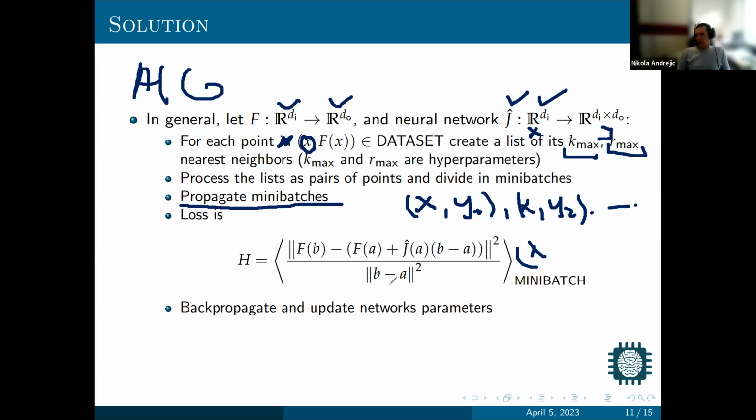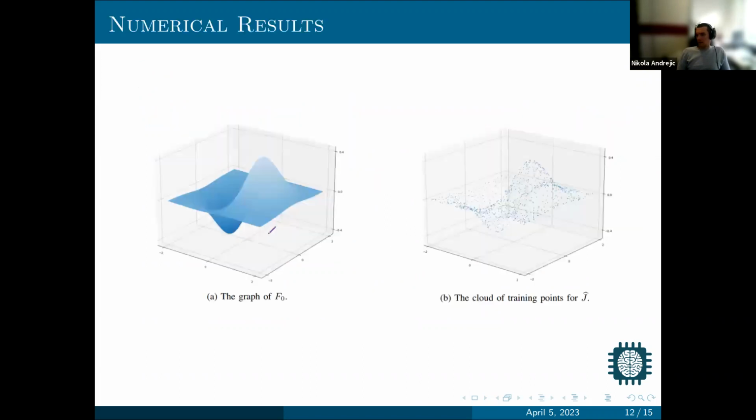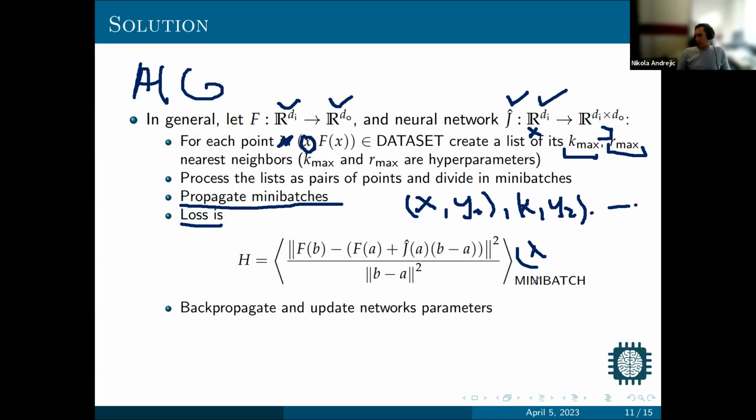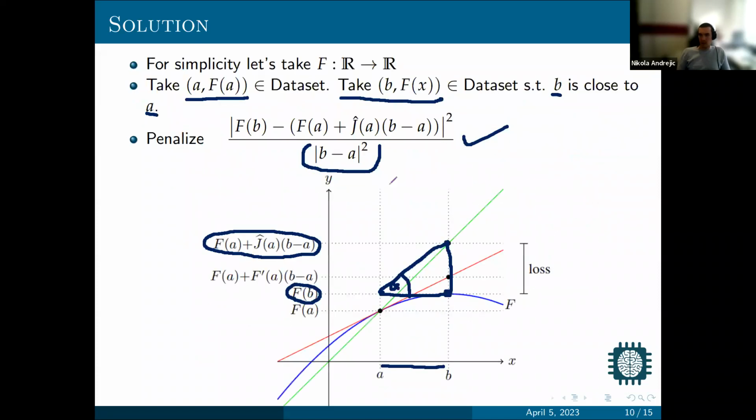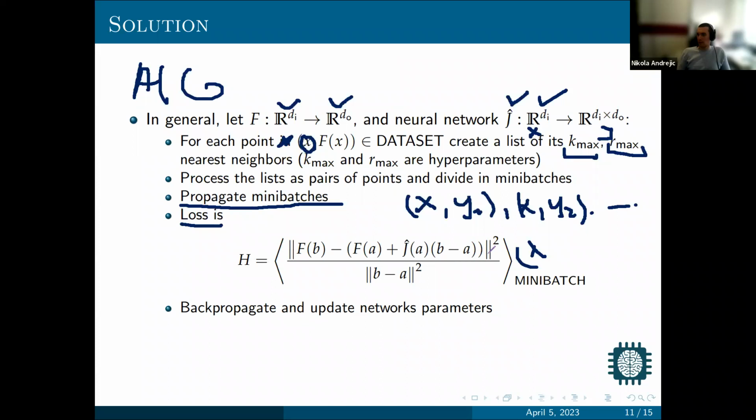And then you propagate mini batches through the network, and the loss function, the stochastic loss function for every mini batch, is basically a multivariate extension of this. So these are all Euclidean norms. This is the estimate of the network, and then this is the loss. You backpropagate and update the network's parameters.